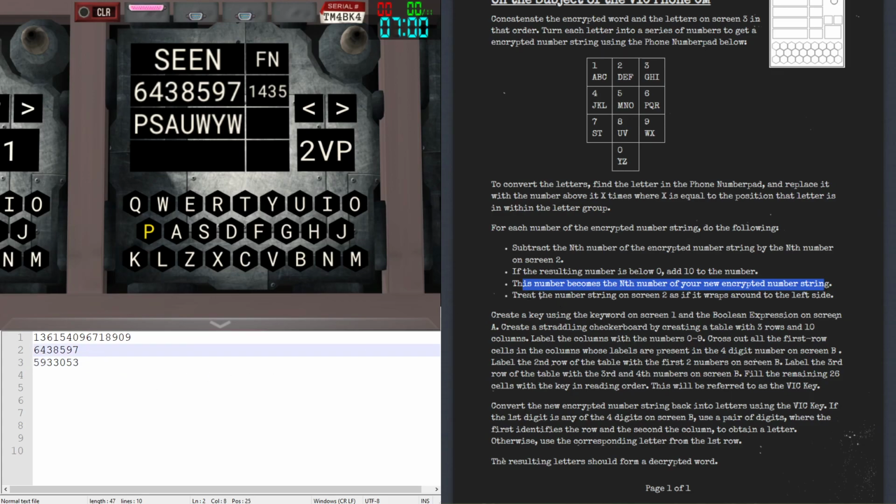And then treat the number string on screen 2 as if it wraps around to the left side. So we can take this number string and keep repeating it as if it just keeps wrapping around. So 9 minus 6 is 3. 6 minus 4 is 2. 7 minus 3 is 4. 1 minus 8 is negative 7, which turns into 3. 8 minus 5 is 3. 9 minus 9 is 0. 0 minus 7 is negative 7, which turns into 3. And 9 minus 6 is 3.